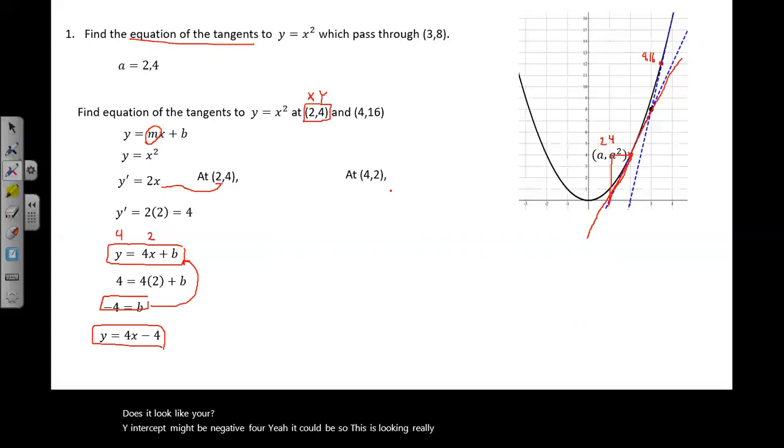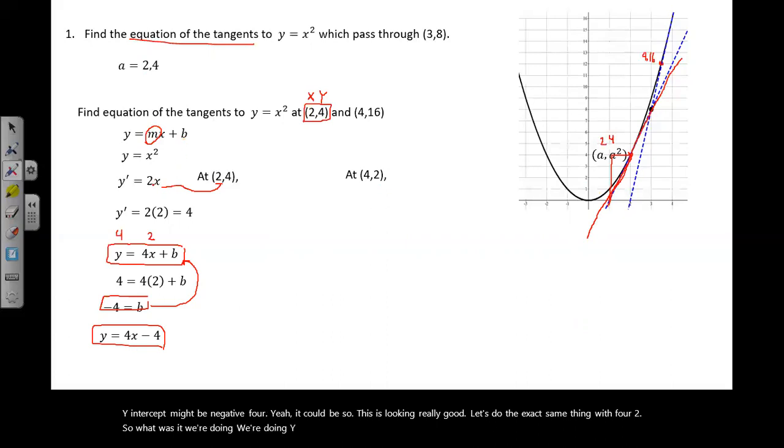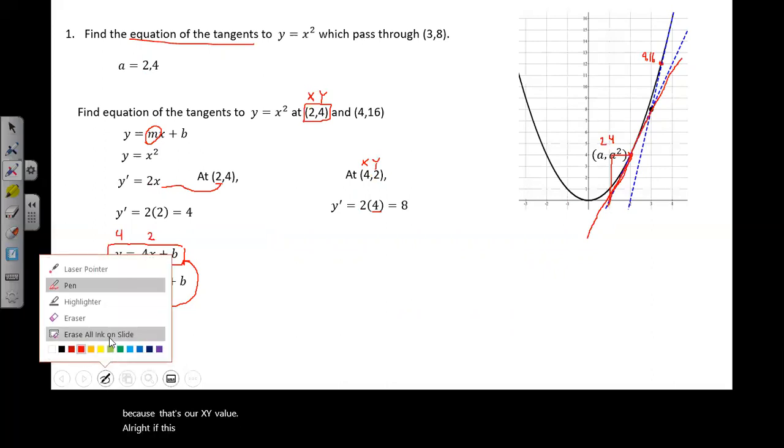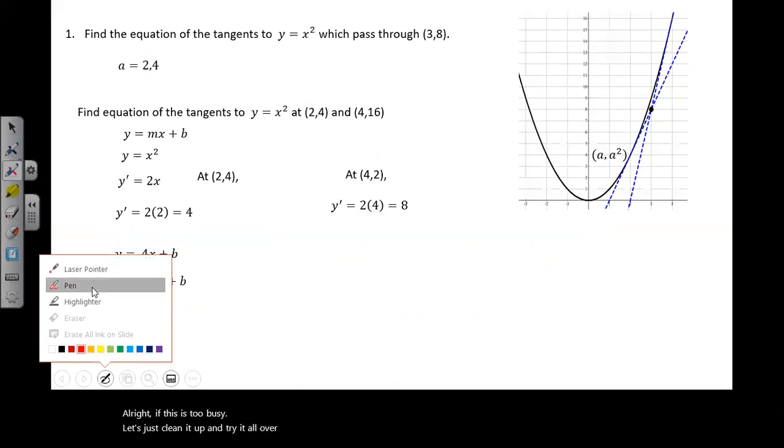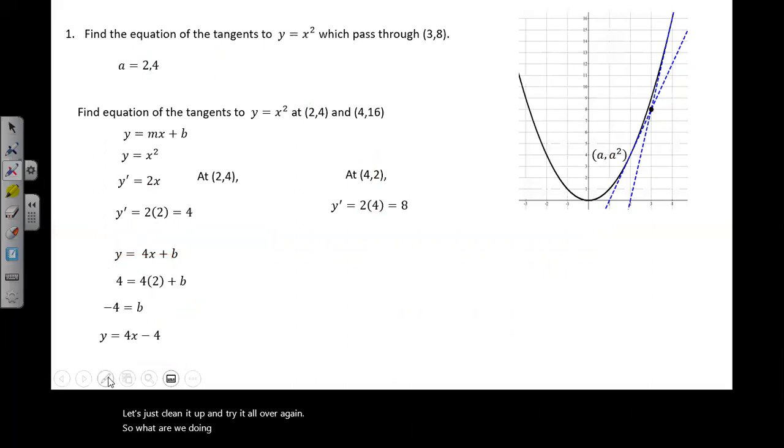Let's do the exact same thing with (4, 16). So what was it we were doing? We were doing y equals mx plus b. Slope was given by 2x. But this time we're plugging 4 in because that's our x, y value. All right, if this is too busy, let's just clean it up and try it all over again. So what are we doing? We're doing y equals mx plus b.